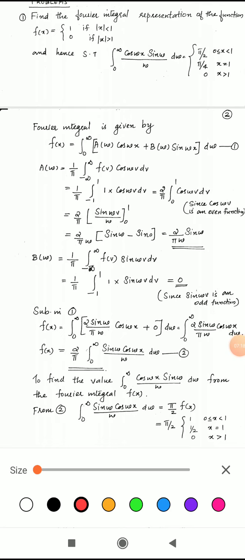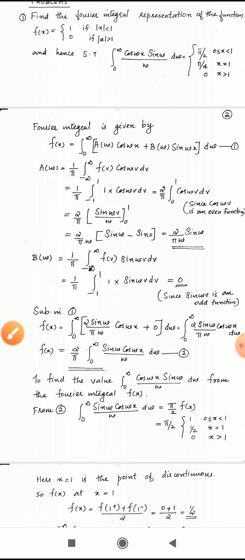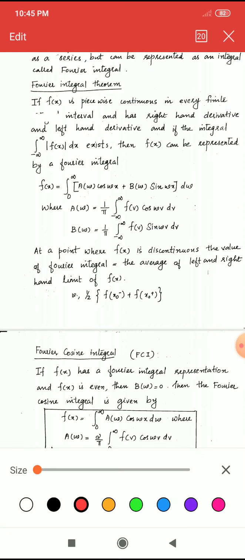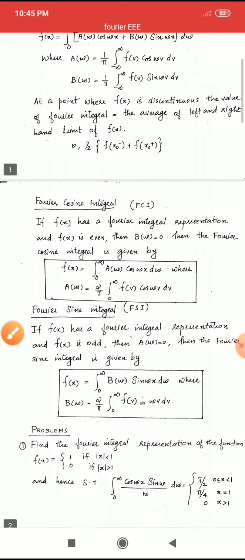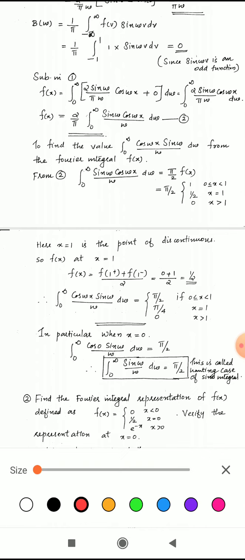In the question, f of x is equal to 1 if mod x less than 1, 0 if mod x greater than 1. Here x equal to 1 is not mentioned, so x equal to 1 is a discontinuous point. We already said that at a discontinuous point the Fourier integral is the average of the left hand and right hand limit of f of x. Using that property we can find the left and right hand limit of f of x at x equal to 1.